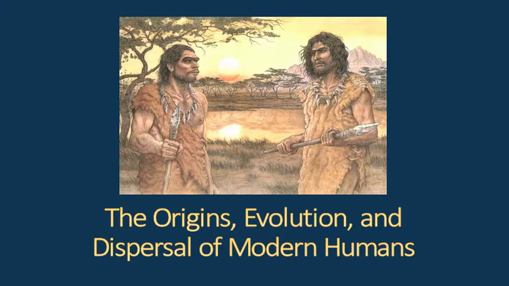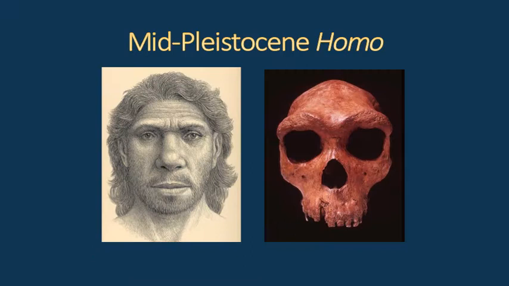So we're going to be talking about the origins of modern humans from here on out. We will also talk about a few other species as well. We'll cover Neanderthals, and we'll cover a few species that have been discovered in recent years that were evolutionary dead ends, but interesting nonetheless. So we're going to be talking about what was going on in hominin evolution during the Middle Pleistocene. So mid-Pleistocene Homo is what we're talking about here.